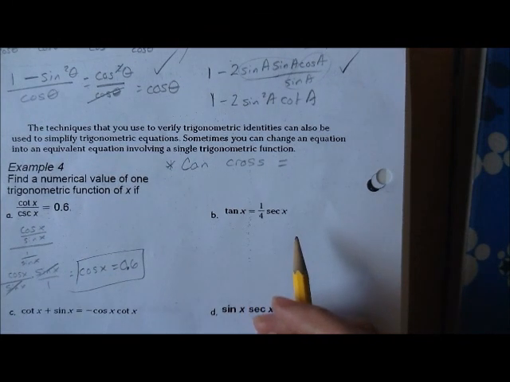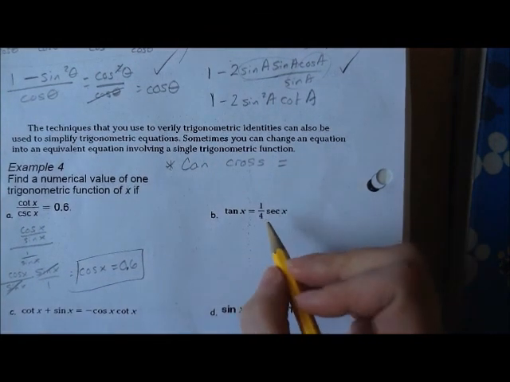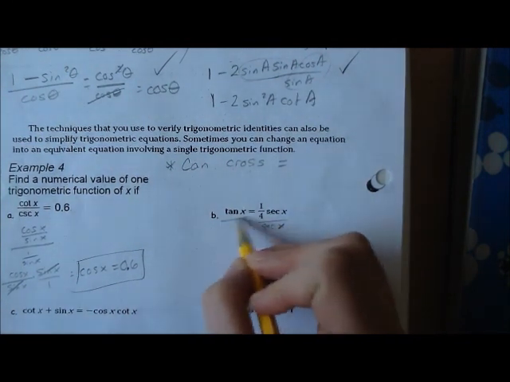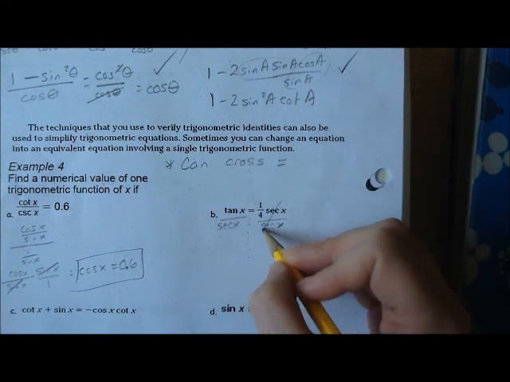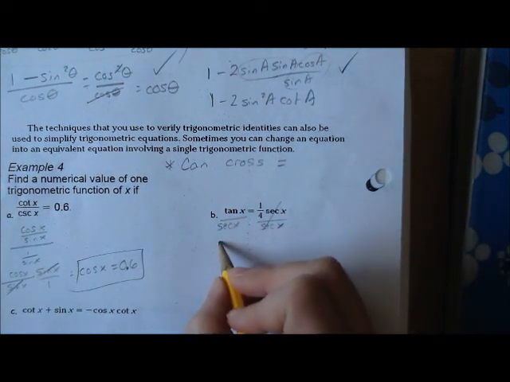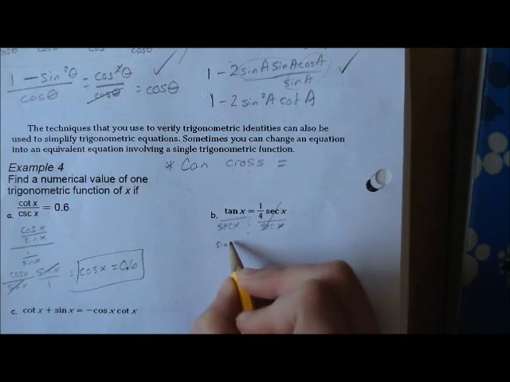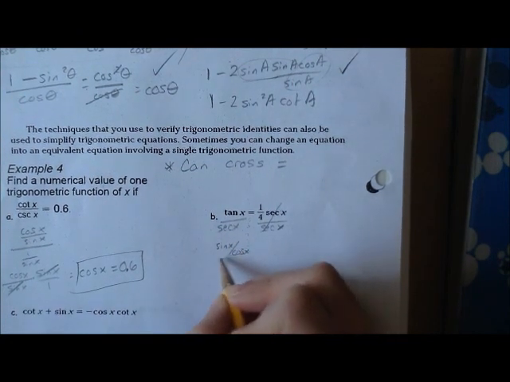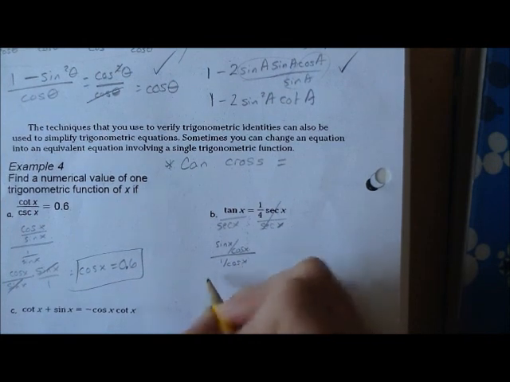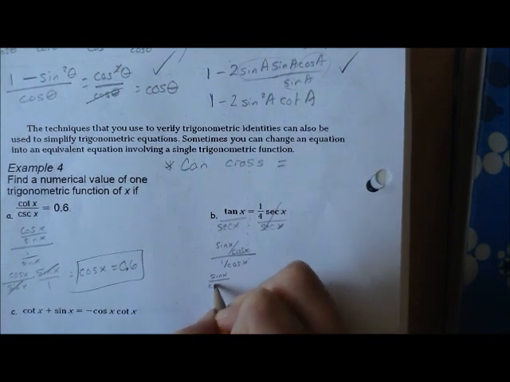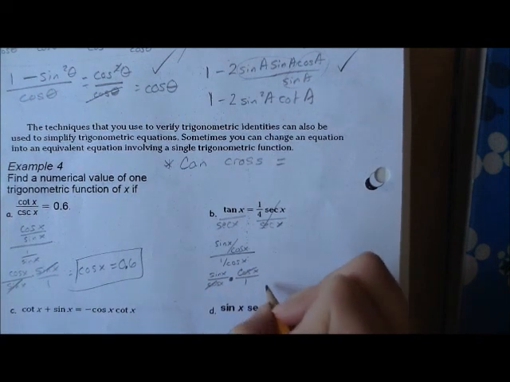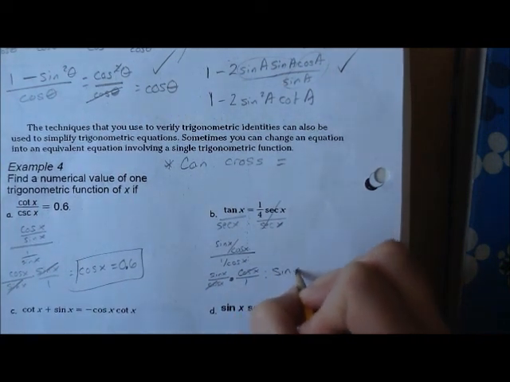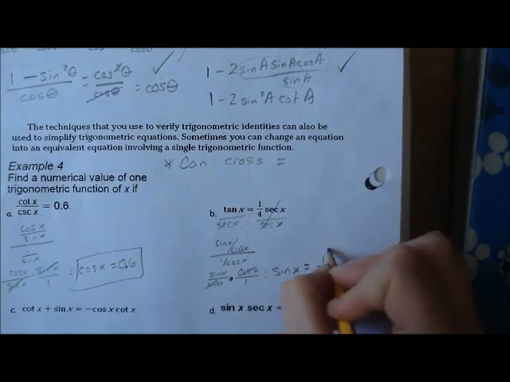Tangent equals 1/4 secant. Well, let's divide both sides by secant. Like I said, in this kind of situation, we can divide. All right, so on this side, that'll cancel out. Now here, this isn't much simpler, so let's try rewriting. Tangent is sine over cosine. Secant is 1 over cosine. Dividing by a fraction is multiplying by the reciprocal. Sorry, cosine of x over 1. That cancels. Okay, so what I've got now is sine x equals 1/4.